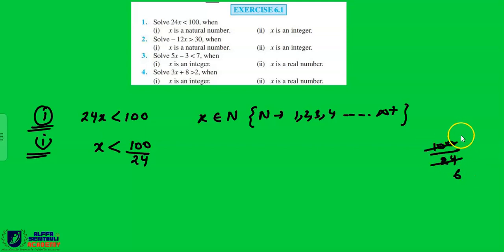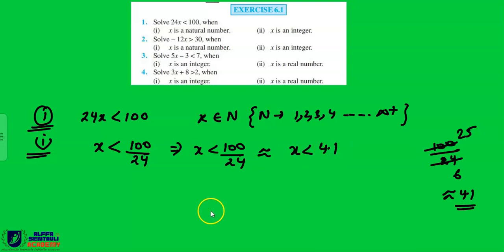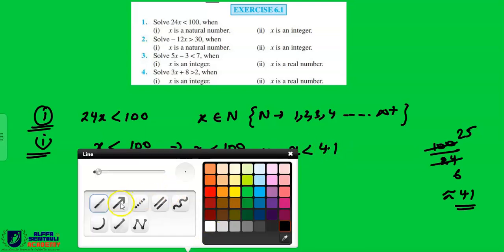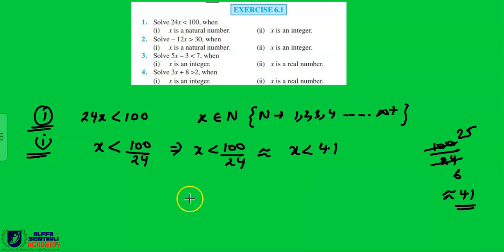4 6s are 24, right? And this will be equal to 25. 6 4s are 24, 1 carry, 6 1s are 6, right? So we will get approximately exactly 4.1, right? So it means that x is less than 100 by 24, right? Or you can write this 100 by 24 as x is less than 4.1, correct? Understood?